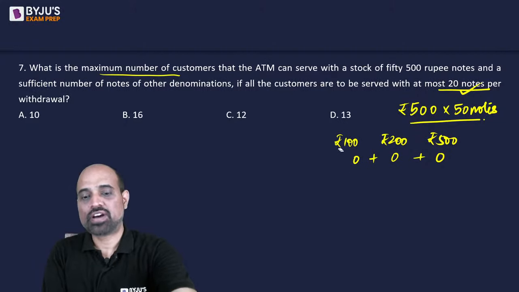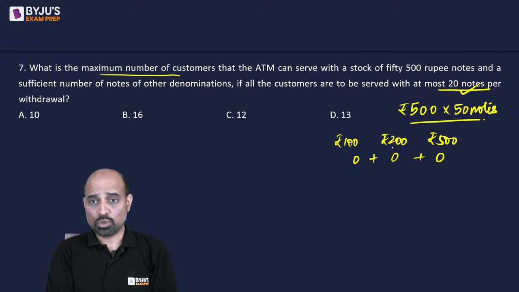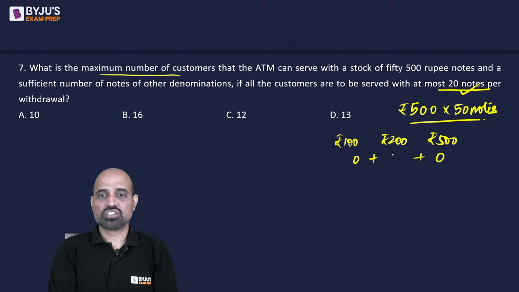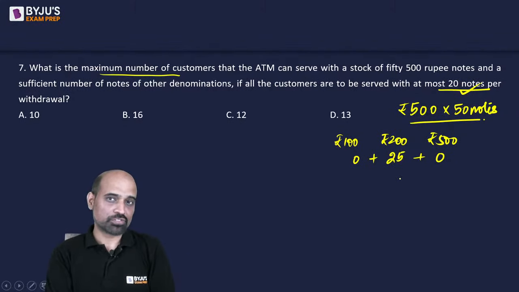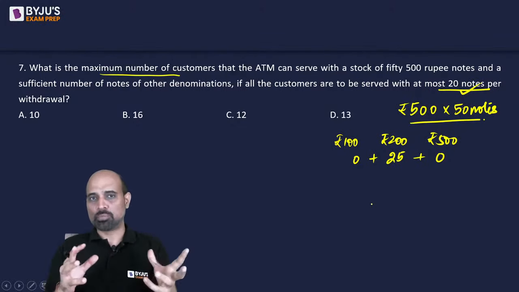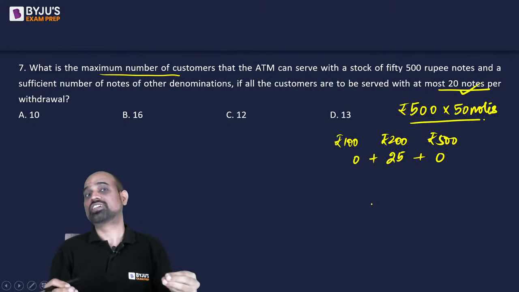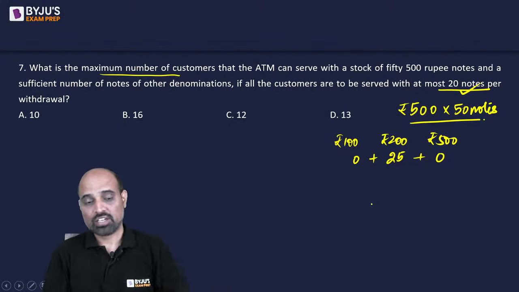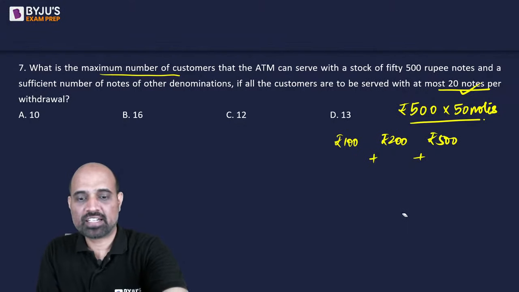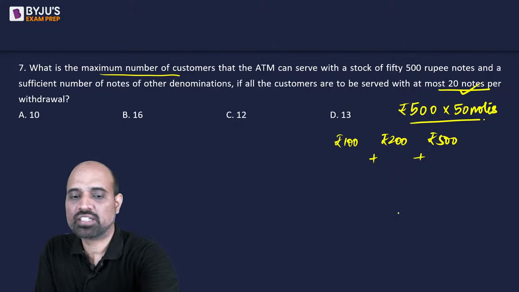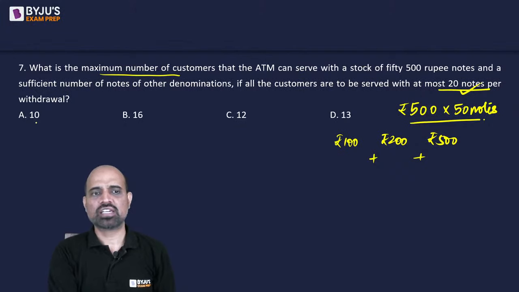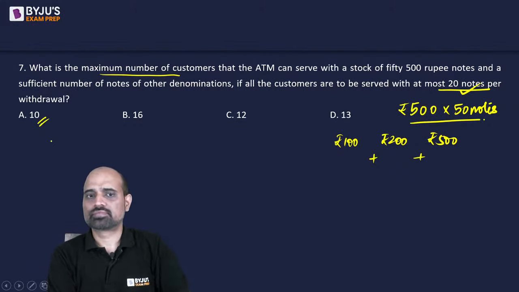Same way, if I say you give only 200 rupee notes, in order to make 5,000 we need 25 notes. No, this will again exceed 20 notes. So it means we have to form a combination such that the total number of notes remains at most 20. 20 will also work. So in order for that, if we look at the options, we can also check from there whether, taking 50 notes, 10 people can be served.